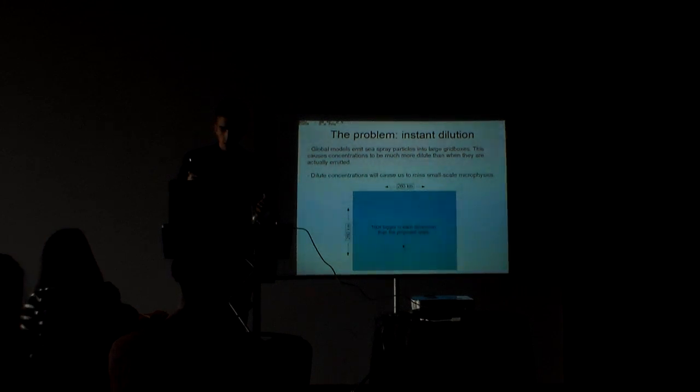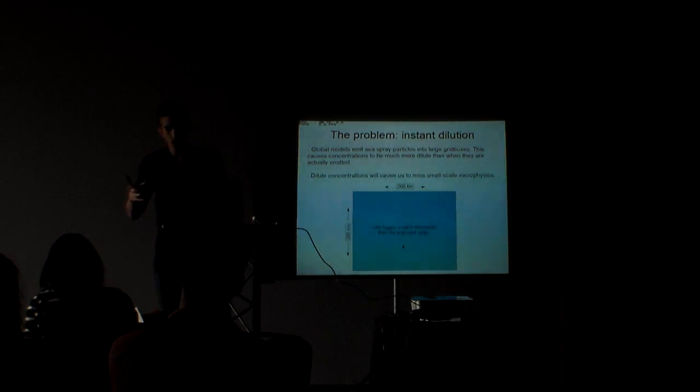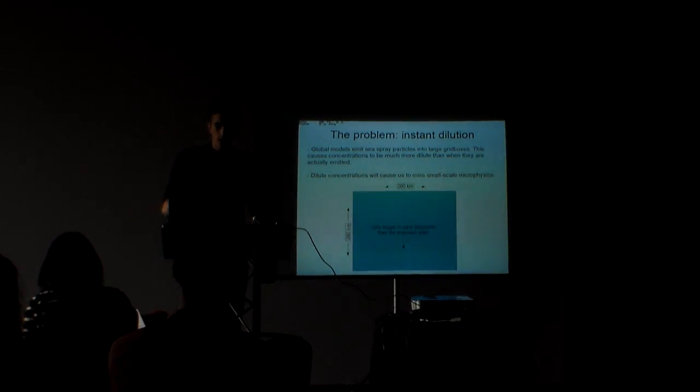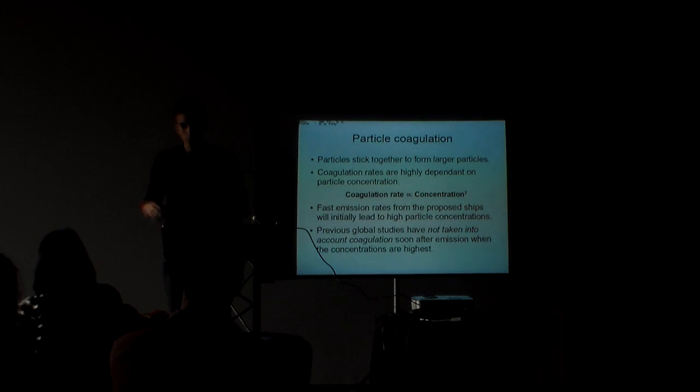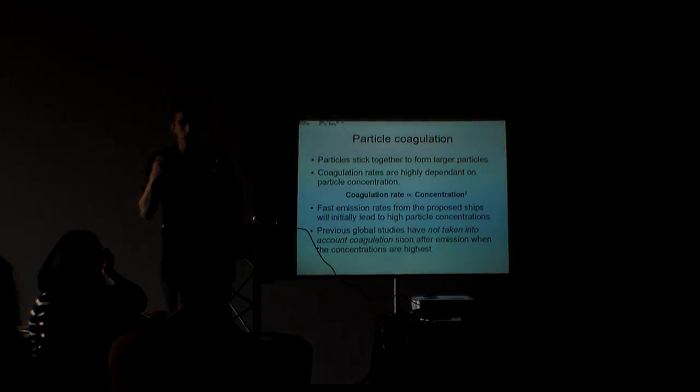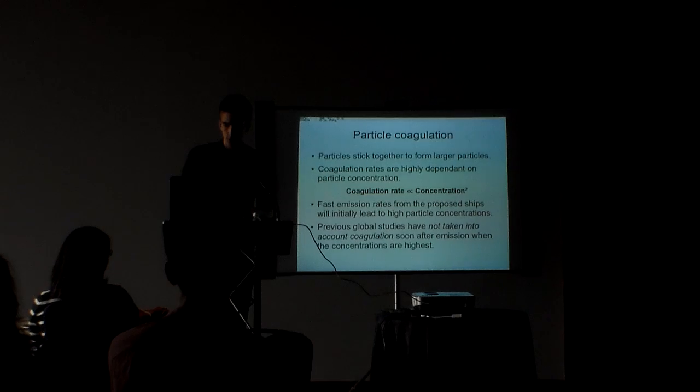And what happens in these models is they just say these boats are emitting a certain number of particles into this grid box, and everything just gets instantly diluted. And the problem with that is that we miss a large amount of small-scale microphysics. So that's really what I'm looking at with my project. What's small-scale microphysics? In particular, particle coagulation.